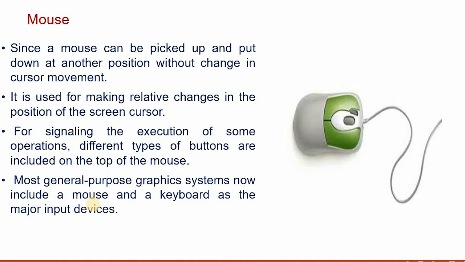The other option is that the mouse can be picked up and put down at another position without changing the cursor movement. That possibility can also be done with a mouse. It is used for making relative changes in the position of the screen cursor. For signaling the execution of some operations, different types of buttons are included on the top of the mouse.